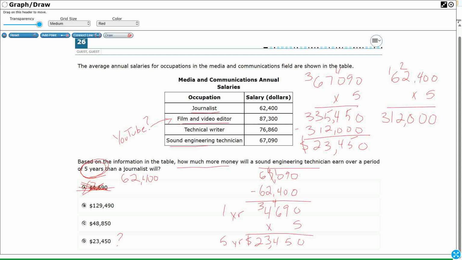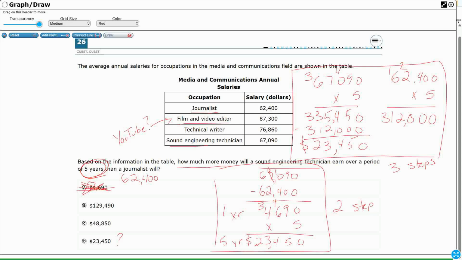Probably I would think this one is a little bit more involved because this ends up being 3 steps. I needed to multiply twice, and then I need to subtract as that third step. This is a little bit more efficient because this just ends up being 2 steps. You subtract the 1 year salary, then multiply that difference by 5. Either way, our answer is D.